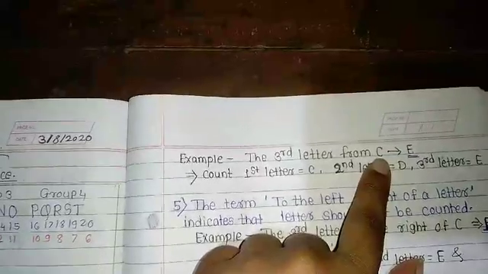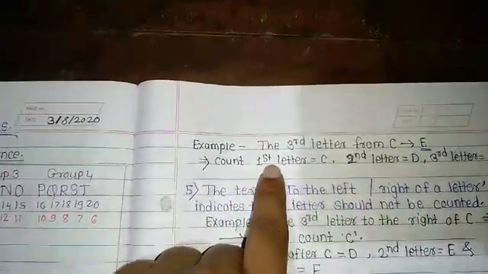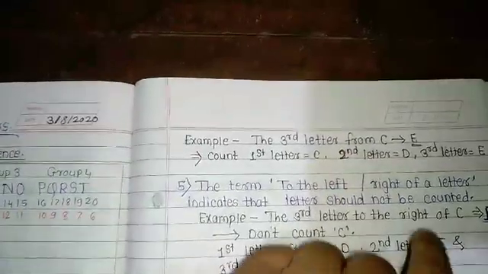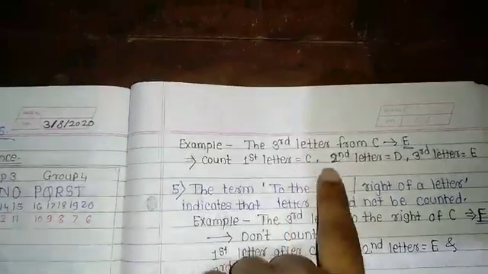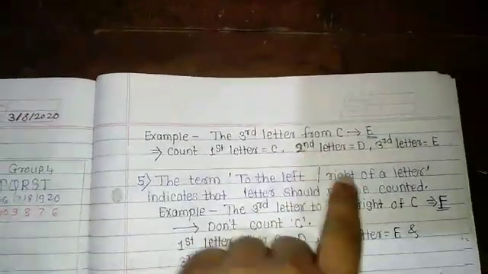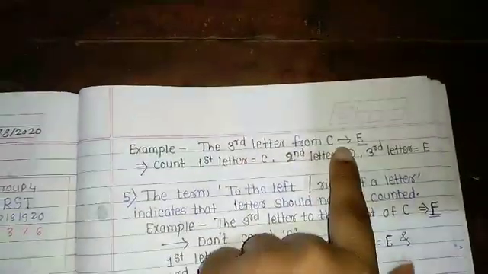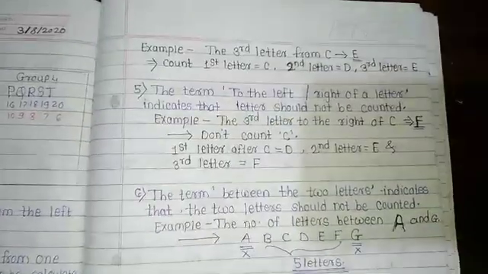So when we count, what is our first letter? C, because we have to count the letter C. Because they say from the letter, we have to count the letter C. After that, the second letter is D and the third letter is E. So what is the third letter from the C? It is E.